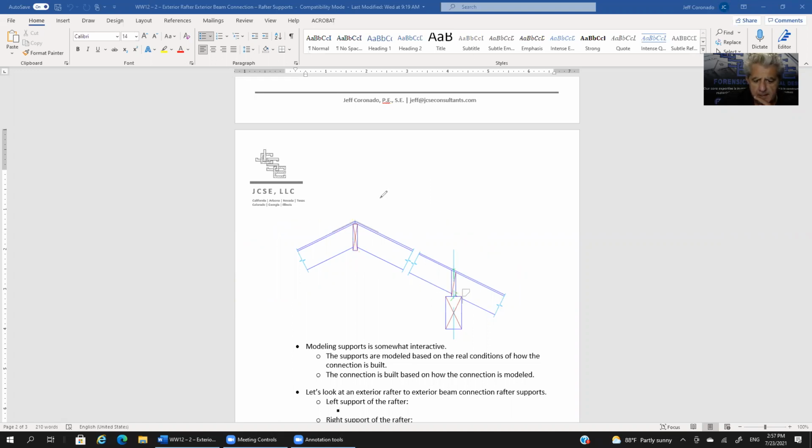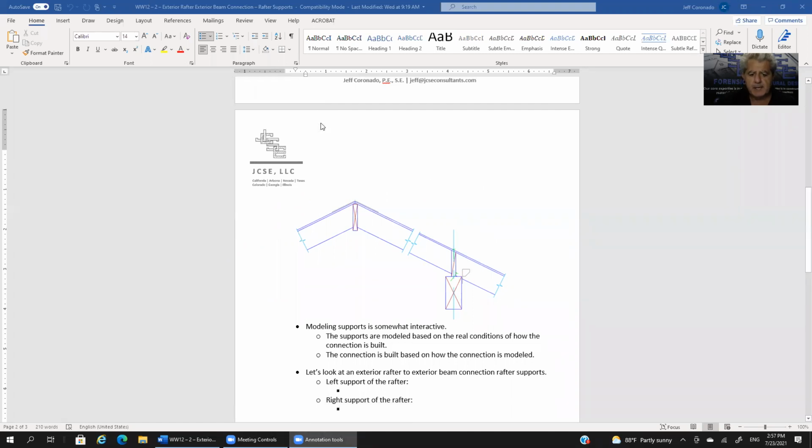Modeling supports is somewhat interactive. The supports are modeled based on the real conditions of how the connection is built. Here, it's always a little tricky, right? Because if you don't have the experience yet to know how these connections are typically made, you're going to be a little bit at a loss. So hopefully we can help you out here a little bit.